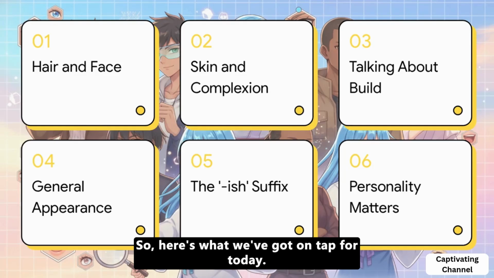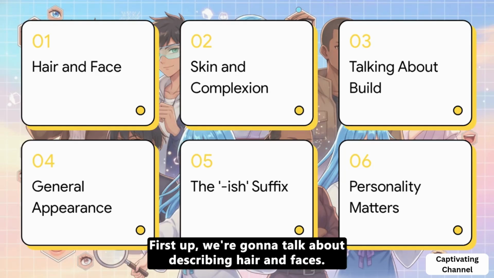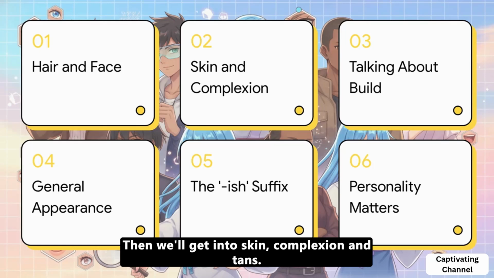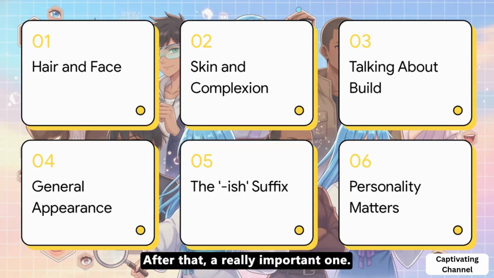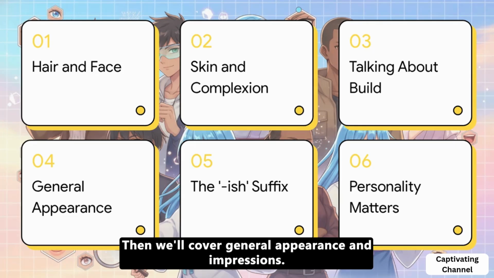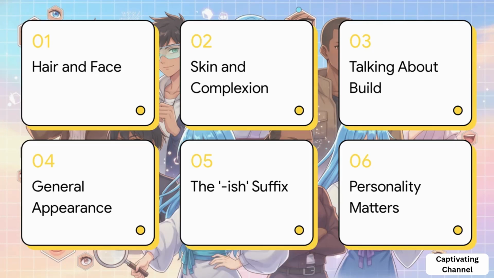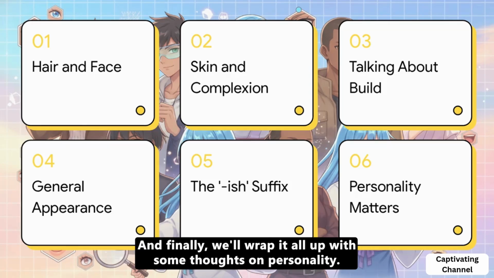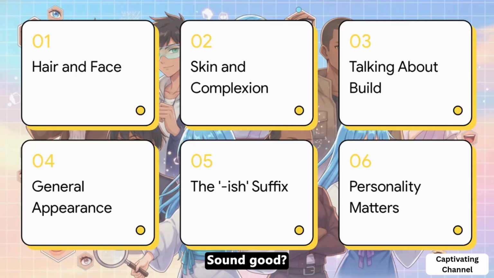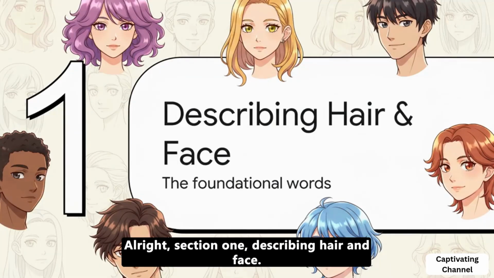So, here's what we've got on tap for today. First up, we're going to talk about describing hair and faces. Then we'll get into skin, complexion, and tans. After that, a really important one, talking about someone's build, politely. Then we'll cover general appearance and impressions. I've got a cool language tip for you with the ish suffix. And finally, we'll wrap it all up with some thoughts on personality. Sound good? All right, Section 1, describing hair and face.